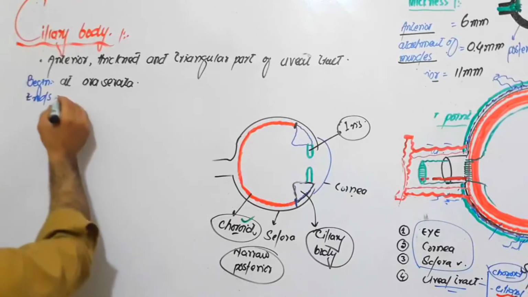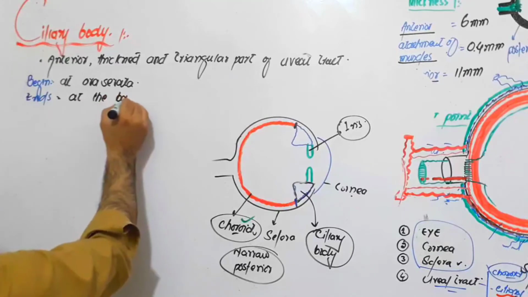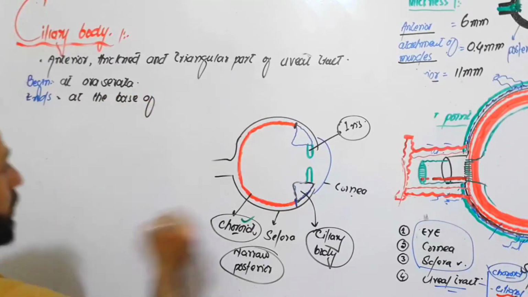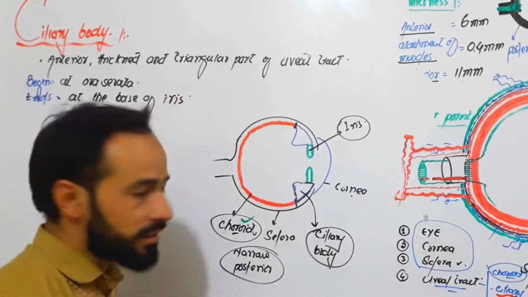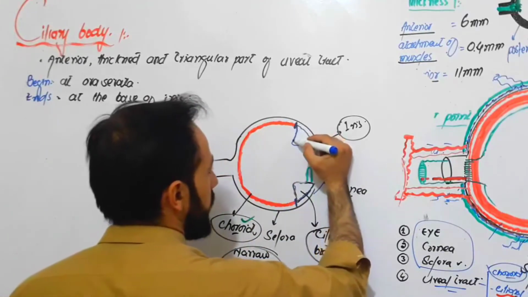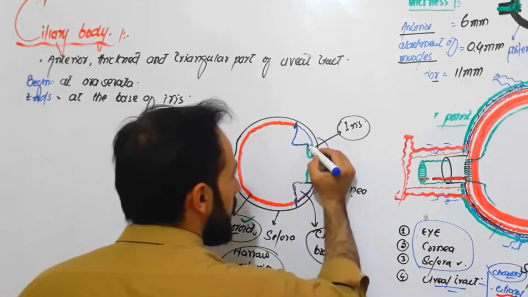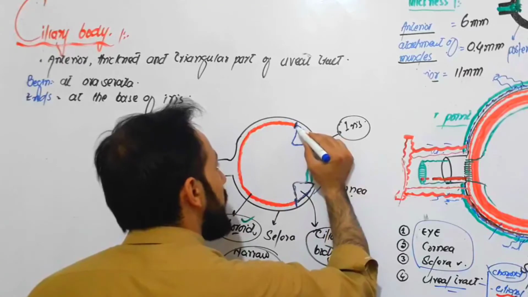Ends at the base of the basal part of the iris, isn't it? Look carefully. Here it begins, this triangular part begins, and here it ends. So we say it begins at the ora serrata.